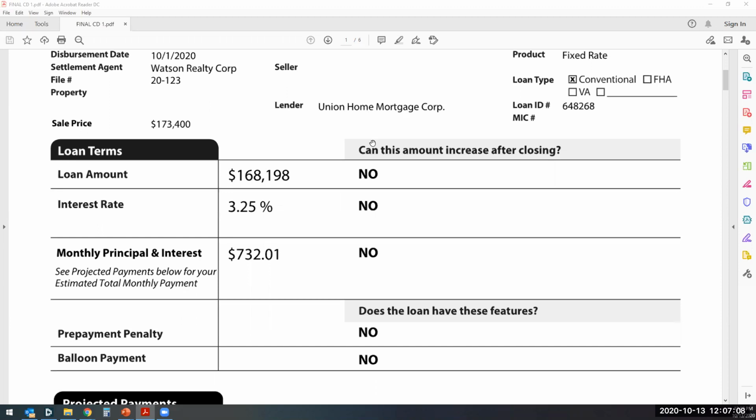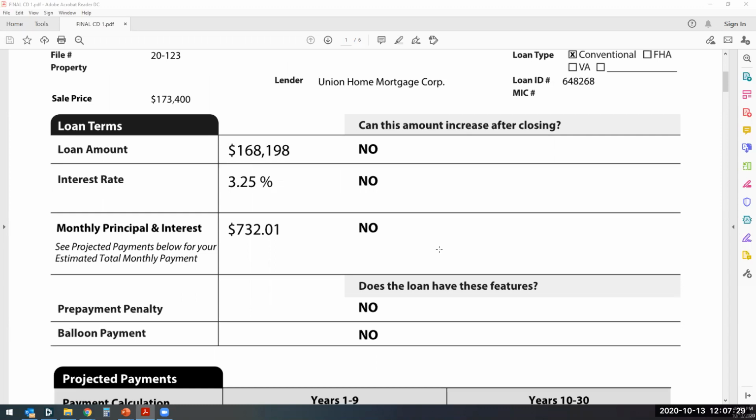All right, so here it's also letting you know if this amount can increase after closing or not. The loan amount is never going to increase, it's always going to be the same. Interest rate, this is a fixed loan, so the interest rate is never going to go up, okay? It's always going to be, in this case, 3.25, so it's not going to increase.